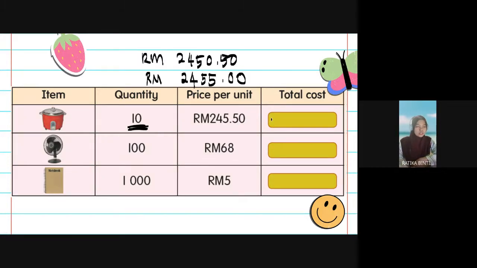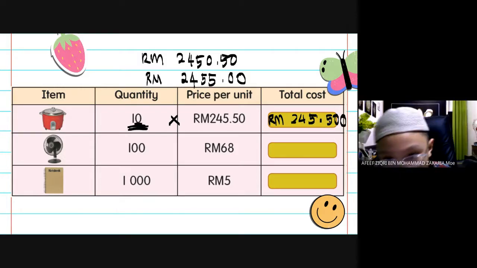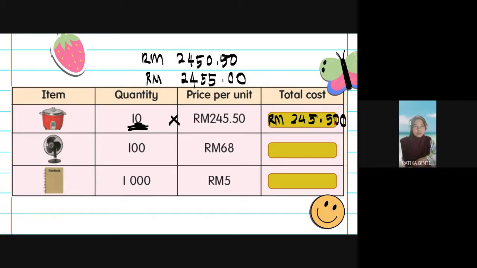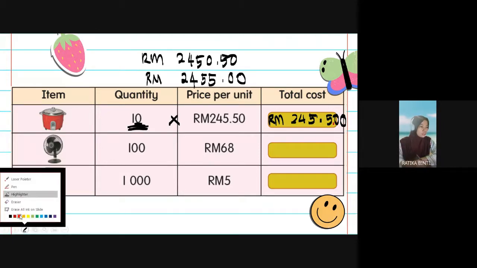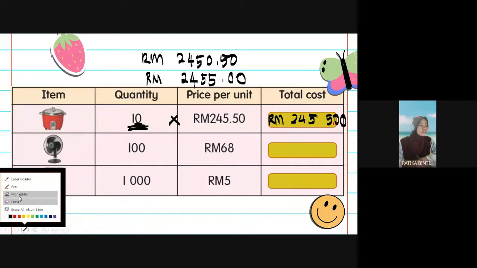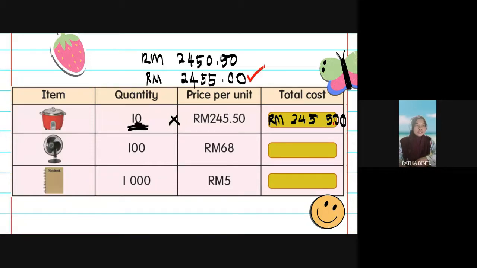This question. Ni ada macam tu kan darab kan. So 245.50. How many zero? Satu kan? So you add another 1 zero. And then you move the decimal point. Mesti ada 2 ikit je nombor belakang. Decimal point move to here. So the answer is 2,455 ringgit. This is the correct answer.